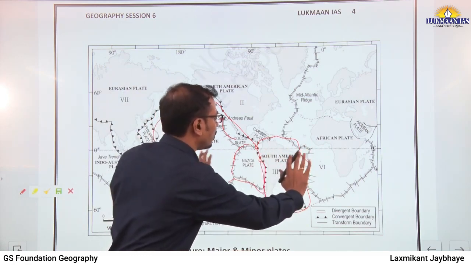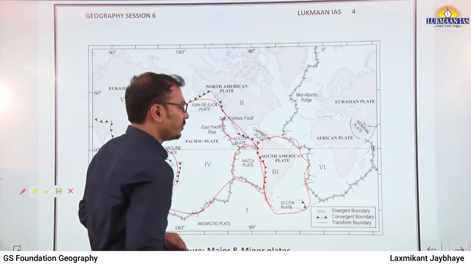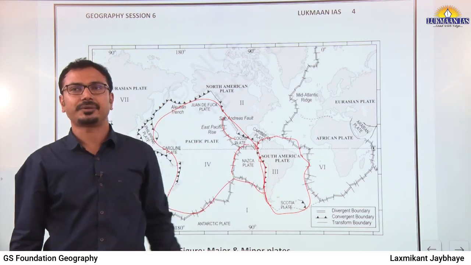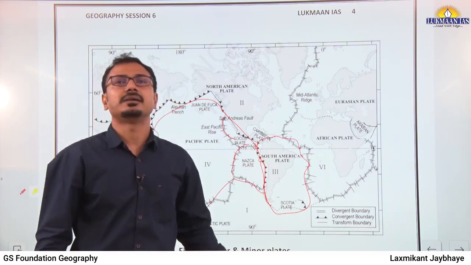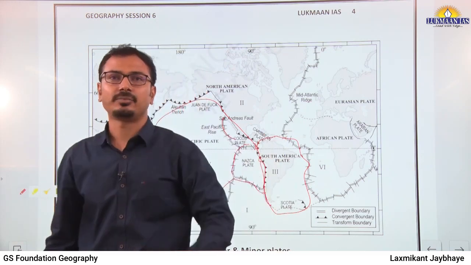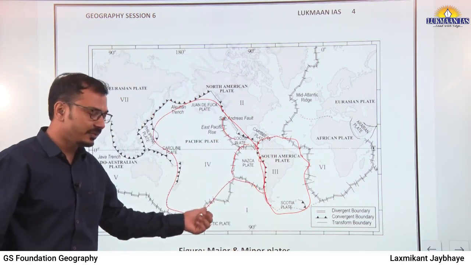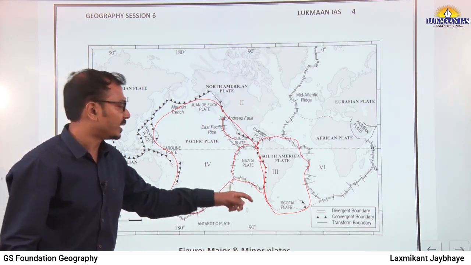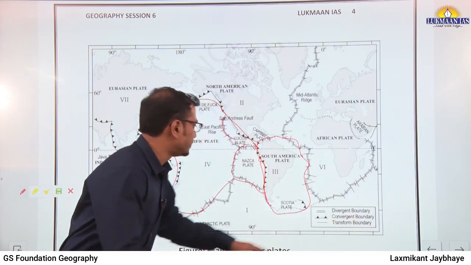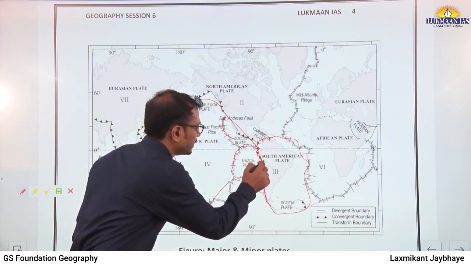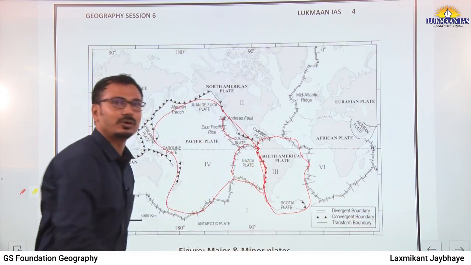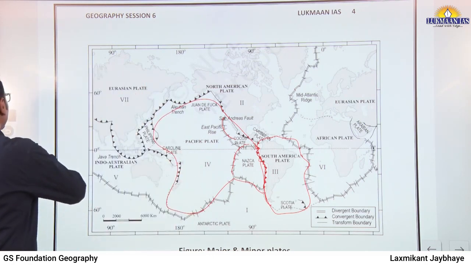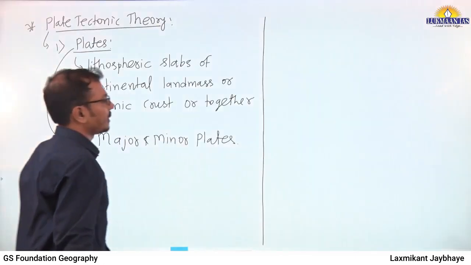It subducts because these plates are coming together. These plates are converging with each other, and whenever there is convergence, the heavier plate subsides under the lighter plate. In this case, which is the heavier plate? Oceanic plate, the Pacific plate. Now you can see the convergent boundary is shown like this, with solid triangles. This is a convergent boundary.